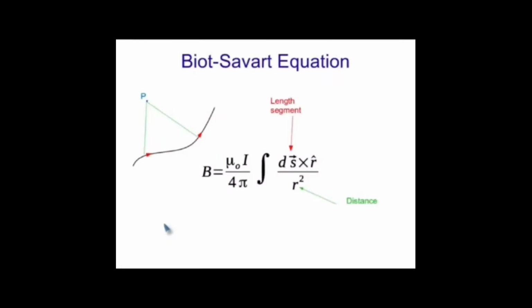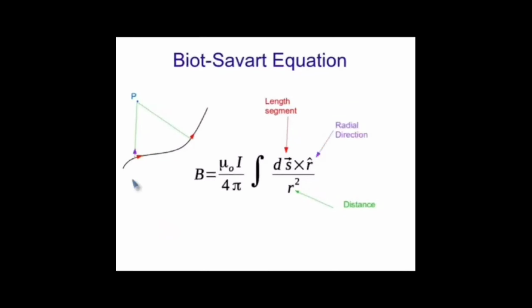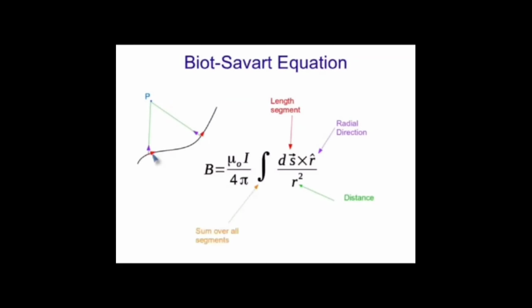R squared, on the other hand, represents the distance from the length segment to the point P, and each different line segment may have a different distance to point P. The r hat is a radial direction, and the hat lets us know that it is a unit vector. It points in the direction of the magnetic field. The integral sums up the contributions of all these different line segments, and that will be our overall magnetic field at our point P in space.